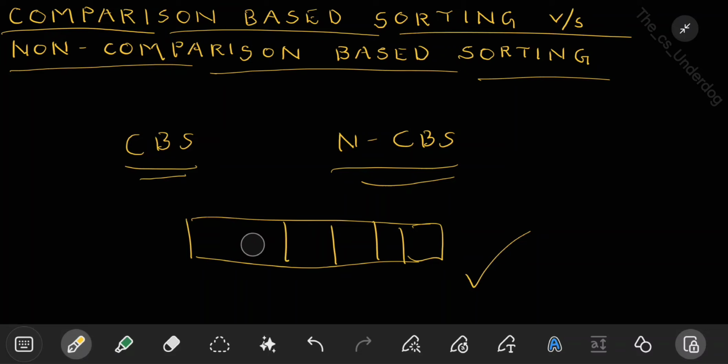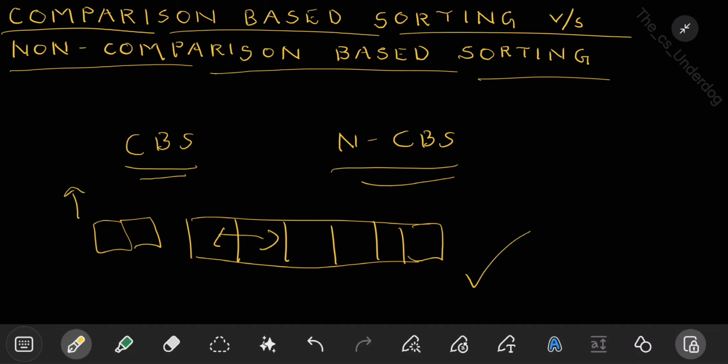That is, if we want to arrange in ascending order, we have to compare different elements and see which is smaller, which is larger. Whichever is smaller, that will be placed on the left side. Whichever is larger, that will be placed towards the right side. So this is what generally comes to our mind.